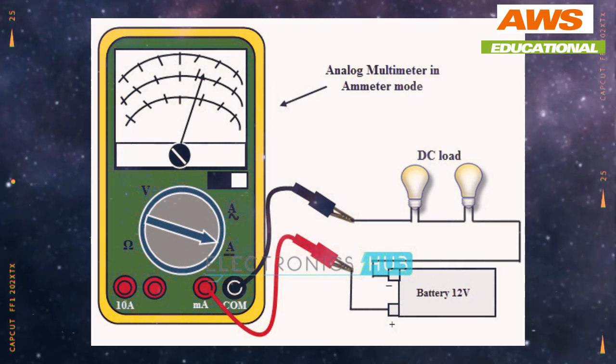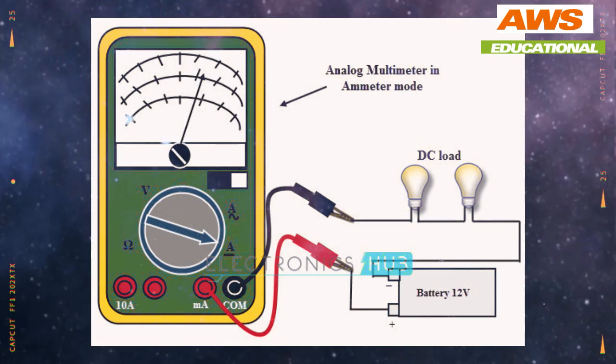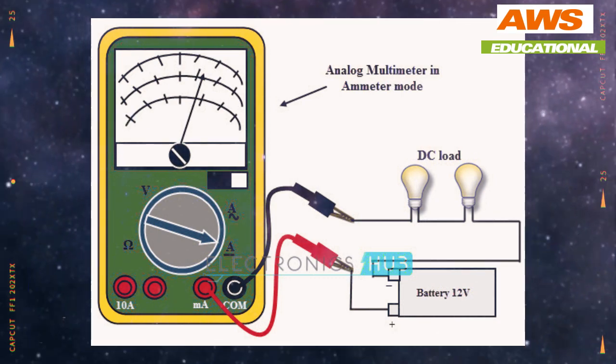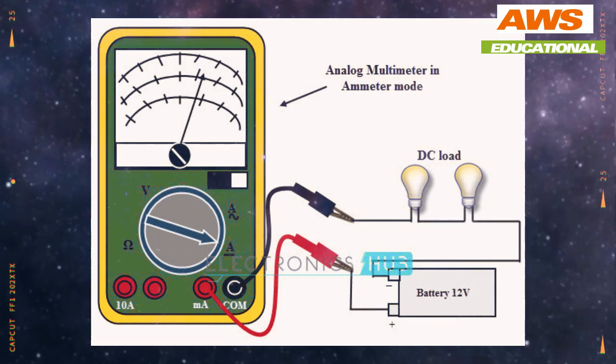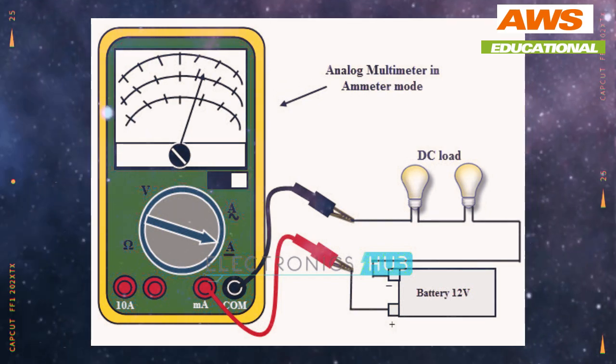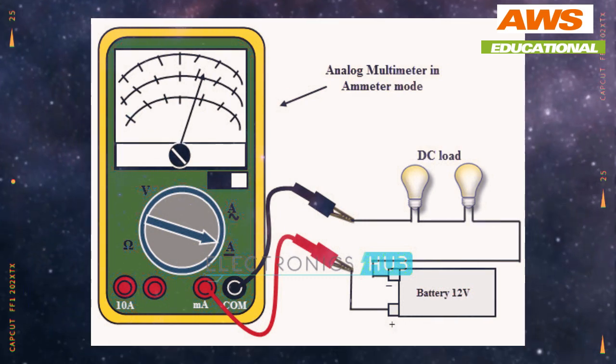Block diagram of analog multimeter. Here, two switches S1 and S2 are used to select the desired meter. It also has a rotary range selector switch to choose a particular range of current, voltage, and resistance.